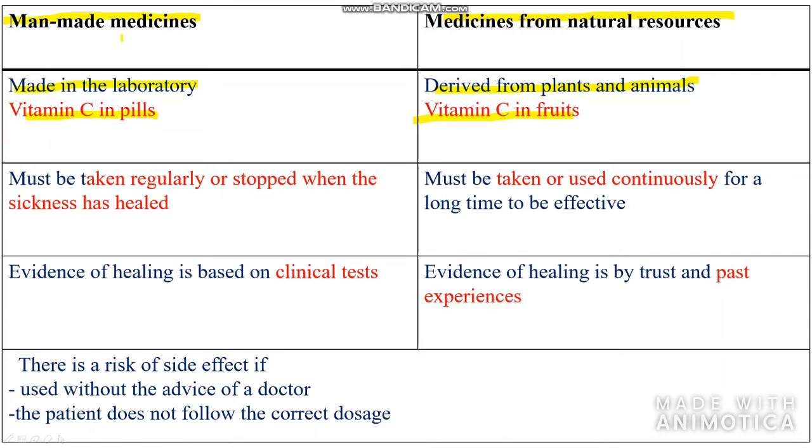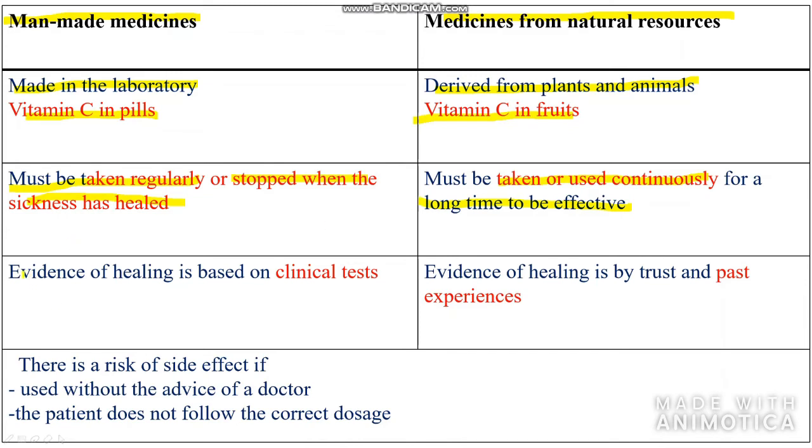Untuk man-made medicine, it must be taken regularly and stopped only when the sickness has healed. Man-made medicine kena sentiasa ambil dan hanya berhenti apabila penyakit itu sembuh. Tapi yang medicine for natural resource iaitu traditional medicine is taken or used continuously. Dia perlu digunakan untuk suatu tempoh yang lama supaya dia berkesan dan dapat menyembuh penyakit tersebut.